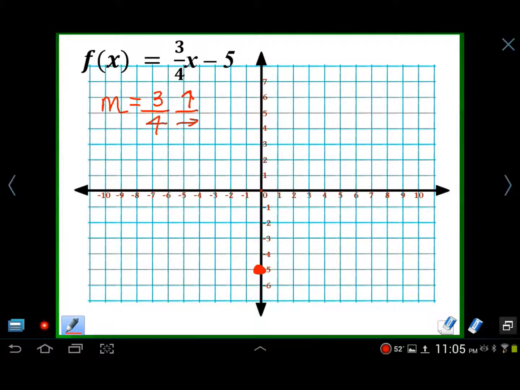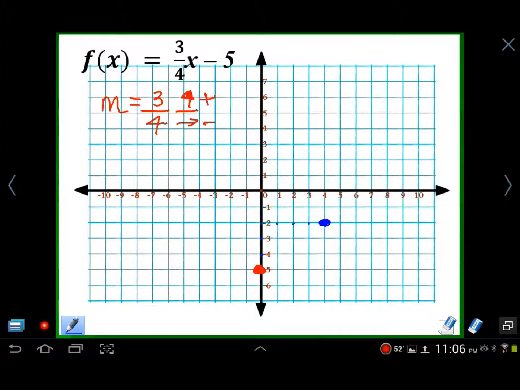Always go right. And why are we going up? Because it's positive. Why are we going right? Because I told you to go right. Always go right. What we're going to do here is follow the slope. So we're going to go up 3, right 4. So 1, 2, 3, and then right 4: 1, 2, 3, 4. So there's your next point.